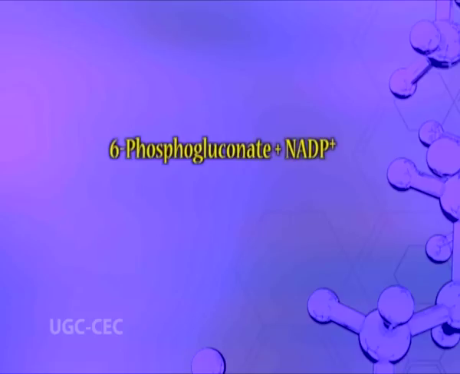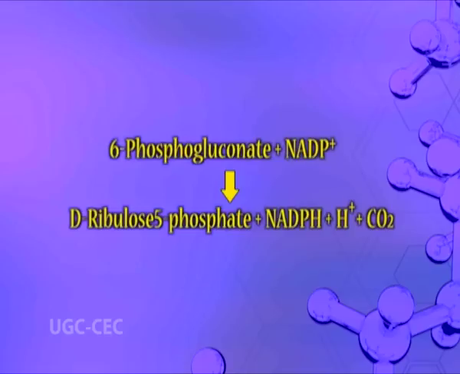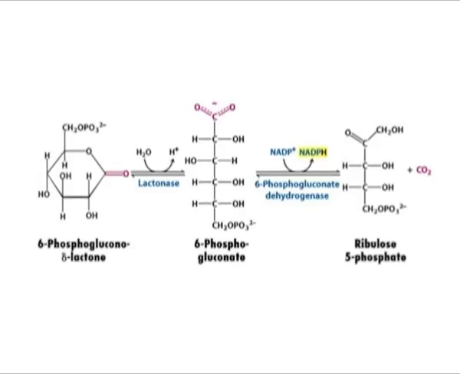6-phosphogluconate reacts with NADP plus and generates D-ribulose 5-phosphate, NADPH, proton and liberates carbon dioxide. Step 3. 6-phosphogluconate in presence of NADP plus and 6-phosphogluconate dehydrogenase forms ribulose 5-phosphate through series of intermediates and release NADPH plus proton ion and carbon dioxide.